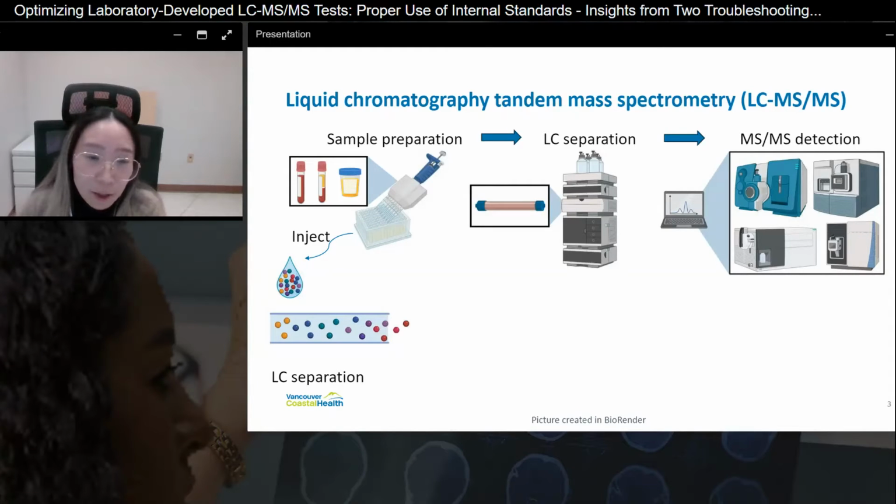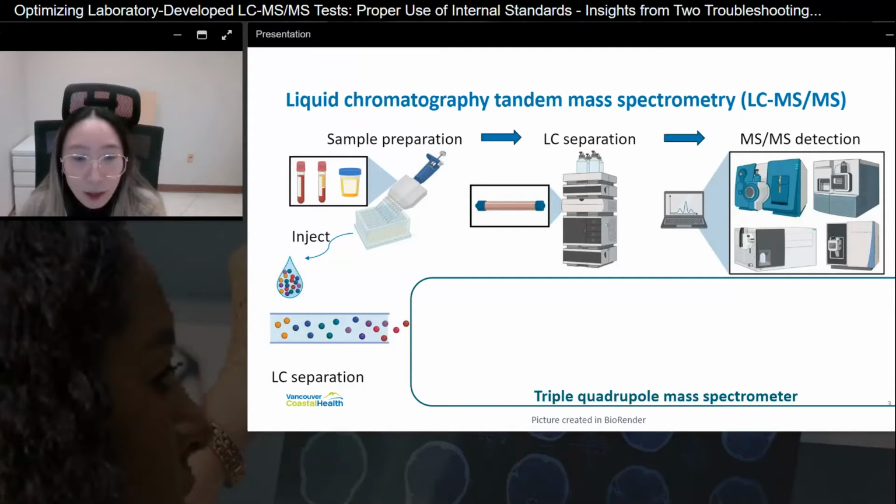So the compounds are separated in the sample matrix on the liquid chromatography based on their affinity to the stationary phase column material and the mobile phase solvent. Typically, this would be a reverse phase column. Polar compounds will usually elute first, and less polar compounds will elute later. Eluted out from the LC, the target analyte, these red beads here, will get into the mass spec.